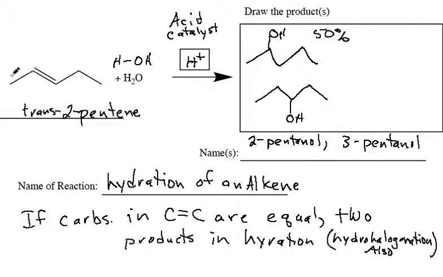So in this case, when the 2 carbons are equal, meaning they have the same number of hydrogens on them, the same number of carbons on them, we make 2 products in approximately even amounts. The 2 products in this case, in the hydration of trans 2-pentene, are 2-pentanol and 3-pentanol.